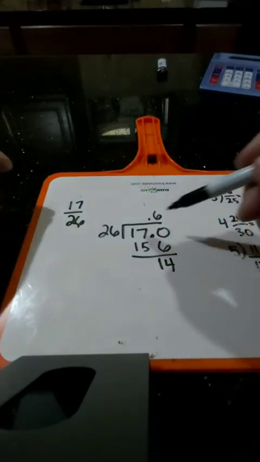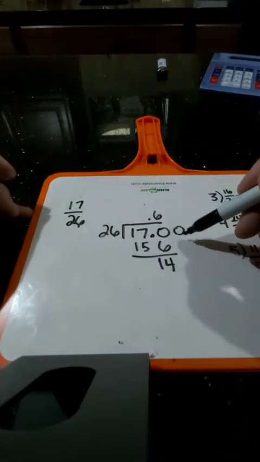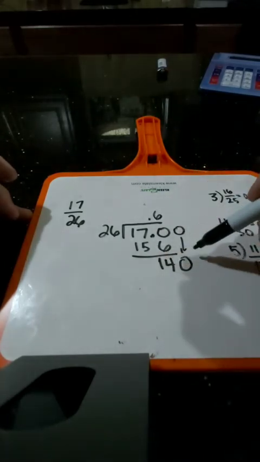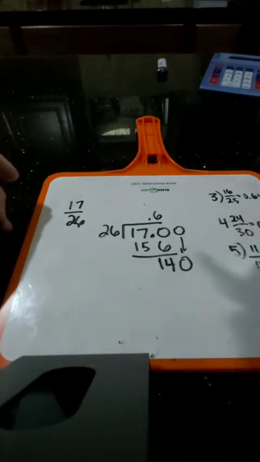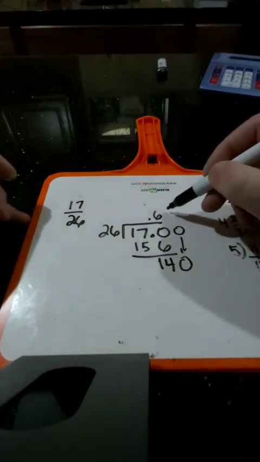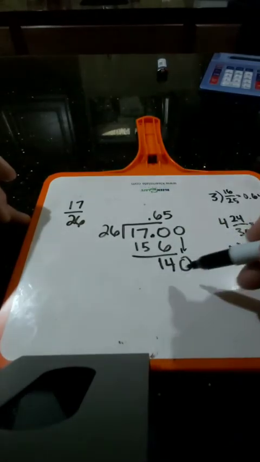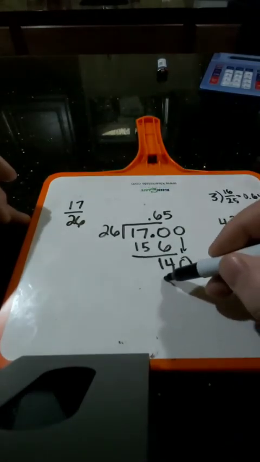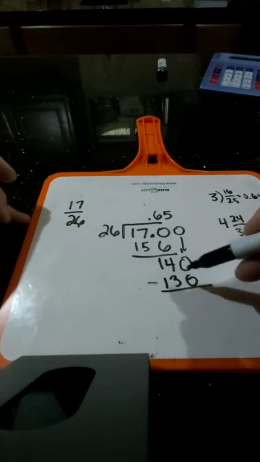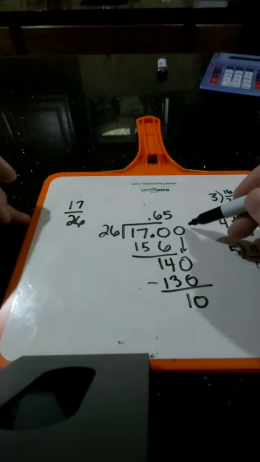Okay, now we cannot put 26 into 14. So again, we're going to add the 0 and bring it down. Now, 26 into 140. How many times can it go? So 26, let's see, times 5, I believe. 26 times 5 gives us 130. 5 times 26 is 130. 140 minus 130 gives us 10.